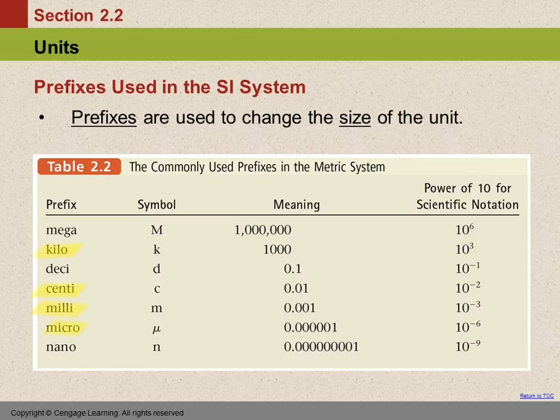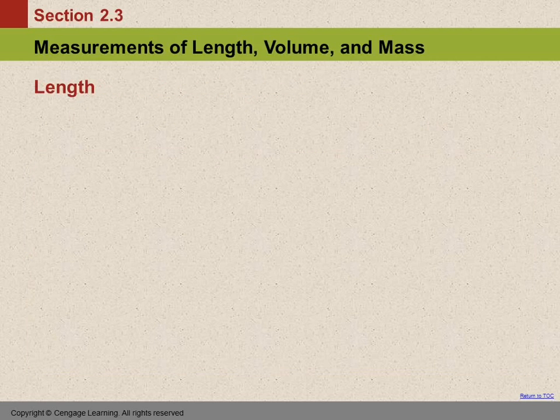There is actually a prefix for every factor of 10. We don't list all of them in here, and most of them we don't use. We tend to use the ones that are powers of multiples of 3: 10 to the 6th, 10 to the 3rd, 10 to the minus 3rd, 10 to the minus 6th, 10 to the minus 12th. Those are the ones we tend to use more often. But those are the metric prefixes.